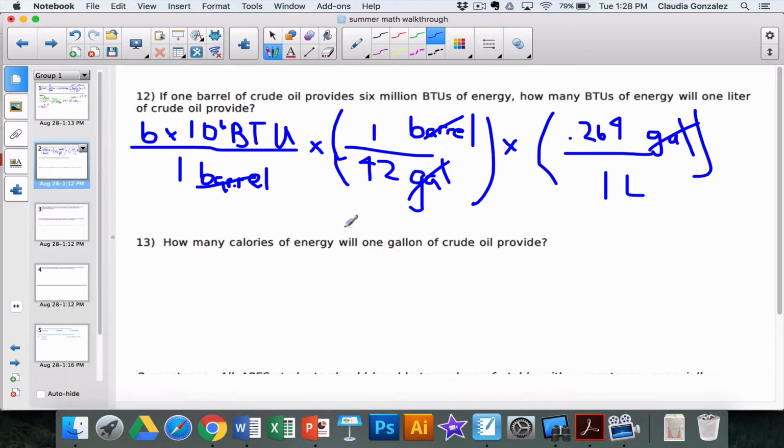Perfect. All right, so I'm going to multiply this out. So I do a tiny little shortcut before I start multiplying big numbers like this because that's crazy. I remember that you can divide 6 into 42 7 times. 6 times 7 is 42, right? So it's going to be 1 times 10 to the 6 BTUs times 0.264 gallons divided by 7.